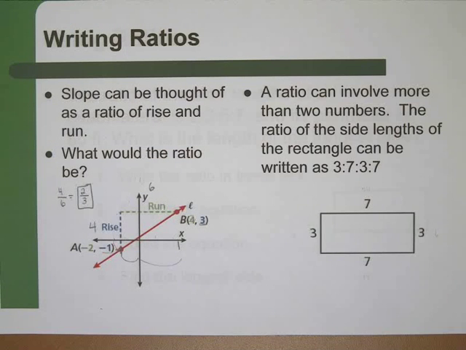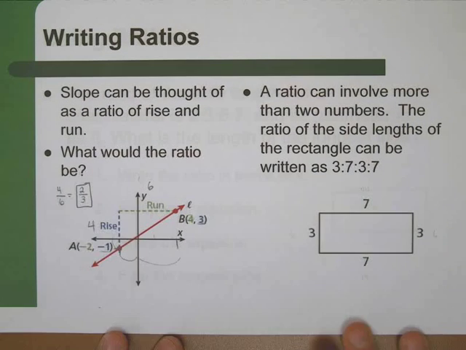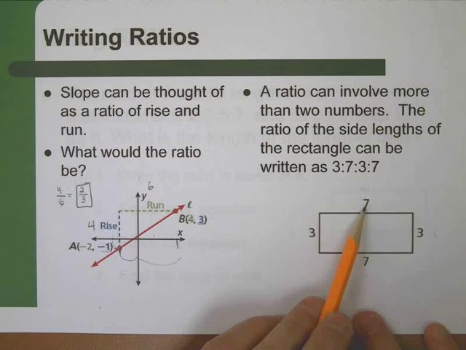Now, let's go look at this. A ratio can involve more than 2 numbers. So, for example, if I have a rectangle, I could say the ratio of the side lengths of that rectangle is a 3 to 7 to 3 to 7 ratio. All I'm saying is that maybe this side is 3, maybe this is 7, maybe this is 3, and maybe this is 7.